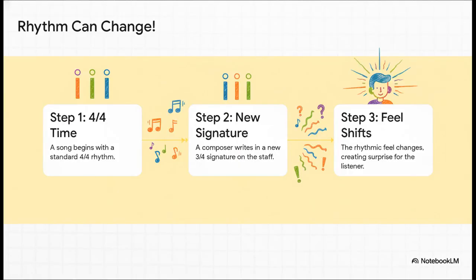And here's something really cool. These rules aren't always set in stone for a whole song. A composer can actually change the time signature right in the middle of a piece. So imagine you're grooving along to a solid 4/4 beat, and then bam, the music suddenly shifts to a 3/4 waltz feel. It's an awesome way to create a moment of surprise and excitement for anyone listening.